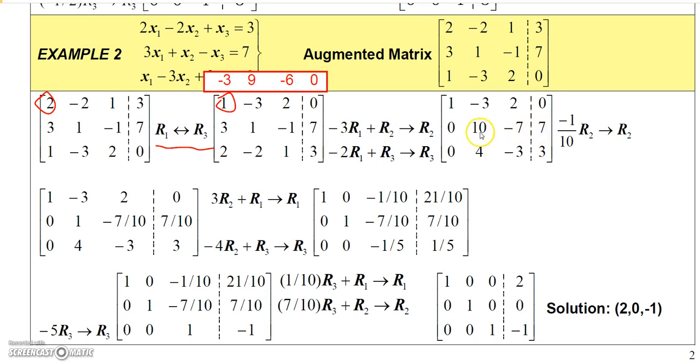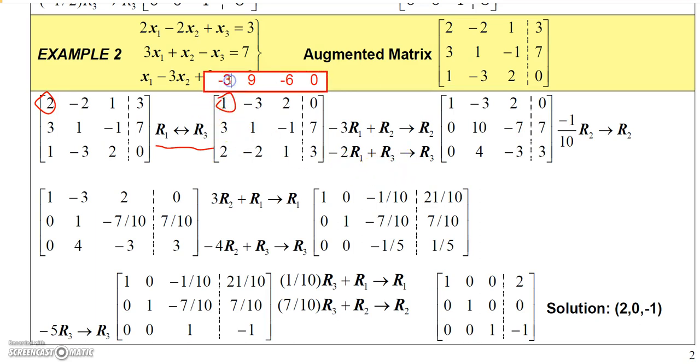Okay, so now I'm at this point of my problem. And I'm sorry, I still got another row operation to do. I still have to get rid of the 2. So to get rid of the 2, I'm going to multiply row 1 by -2 and add it to row 3. So I'll perform this row operation next.